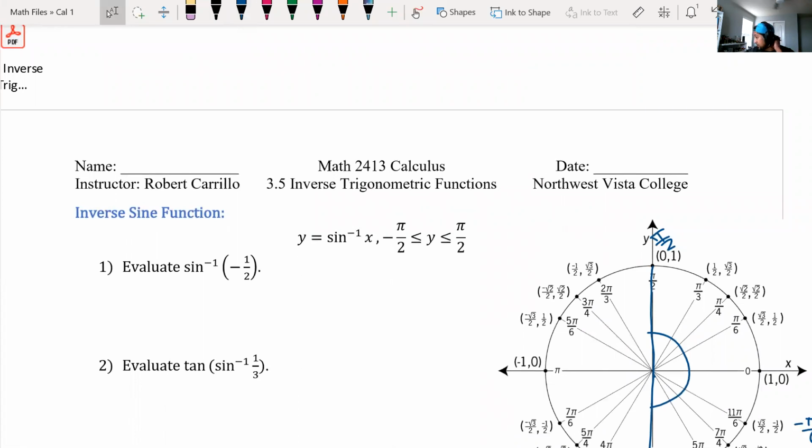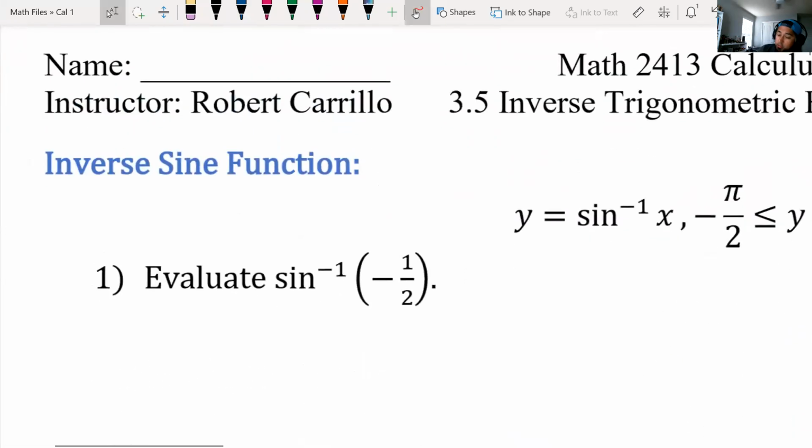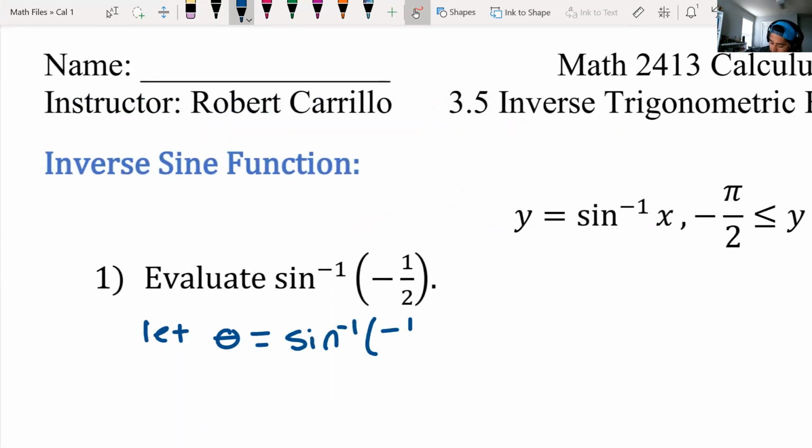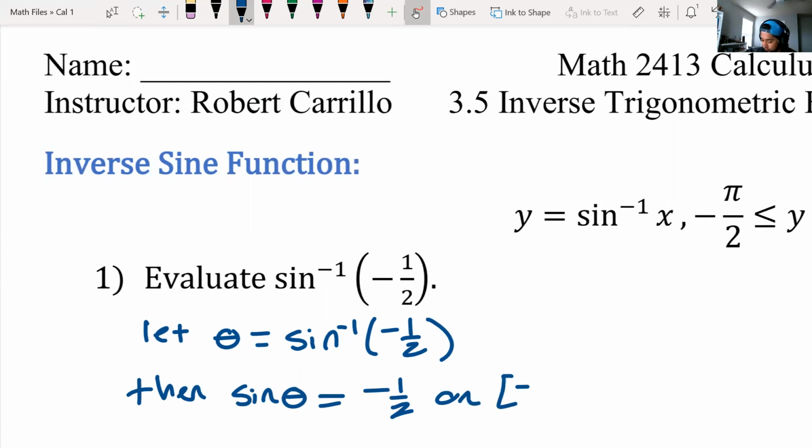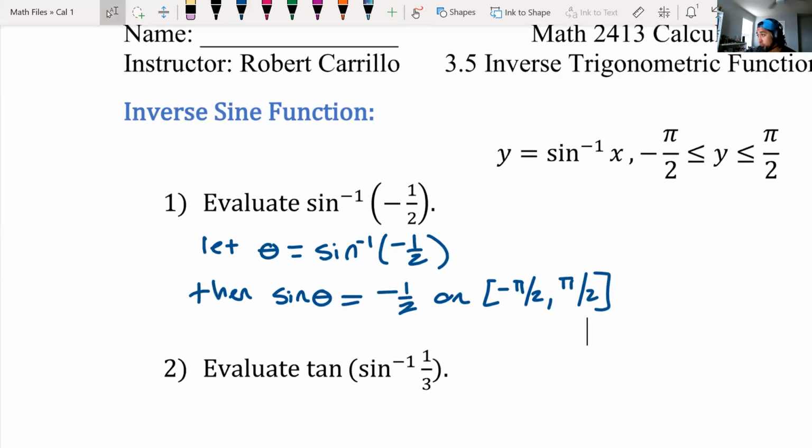It says evaluate the inverse sine of negative 1/2. So remember, to do these type of evaluations, it would involve the inverse. So we would say let theta equal the inverse sine of negative 1/2. Then you would compose both sides with the inverse of the inverse, which is the sine function. So then you would have sine of theta equal to negative 1/2 on the restriction negative pi over 2 to pi over 2. So all you would have to do now is find out what value of theta on this interval of negative pi over 2 to pi over 2 would give you negative 1/2.